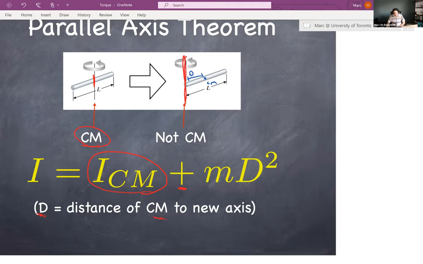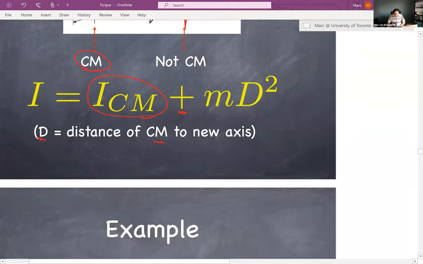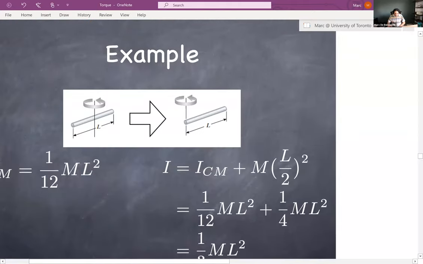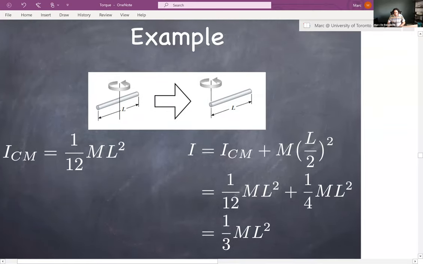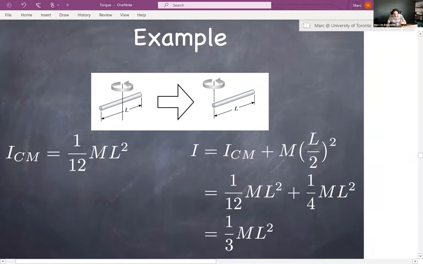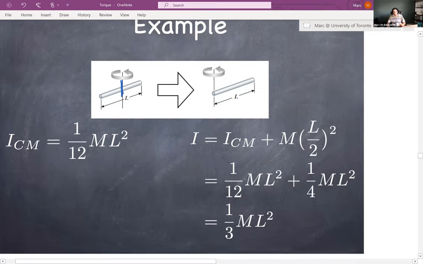So that's the parallel axis theorem. Here's an example. We know that a solid rod being rotated about its halfway mark, we're telling you this from the formula sheet, has a moment of inertia around the center of 1/12 ML squared. Now, if we are rotating the rod around this other axis, how do we solve it?